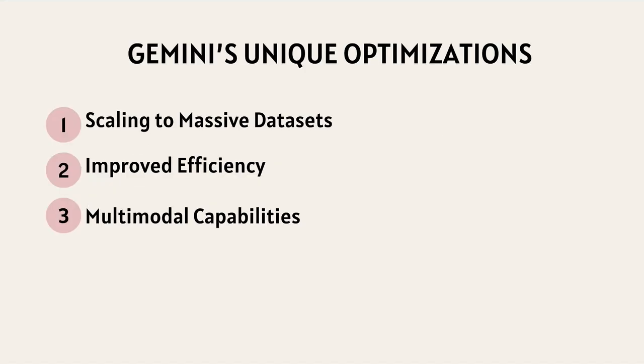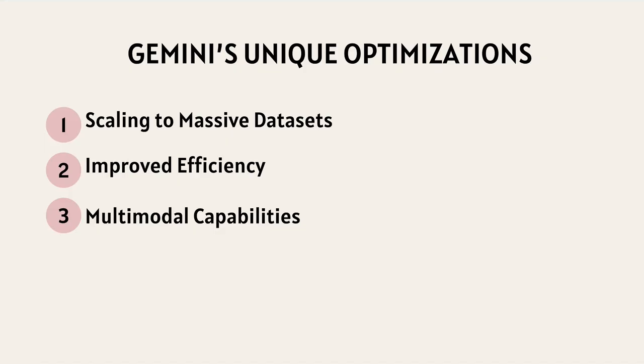While the core transformer architecture remains the same, Google has made several optimizations to enhance Gemini's performance and capabilities. These include scaling to massive datasets. Gemini's architecture is designed to handle enormous amounts of text data, allowing it to learn and adapt to a wider range of tasks and contexts. Google's custom hardware, tensor processing units specifically designed for AI tasks, power Gemini, leading to faster training times.